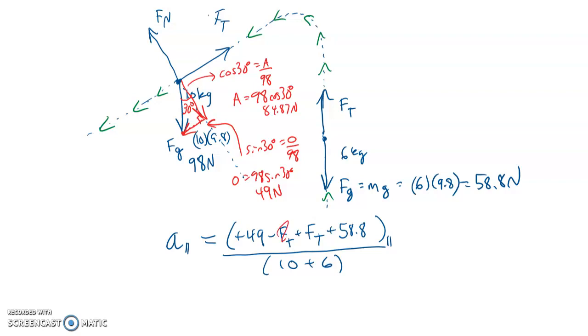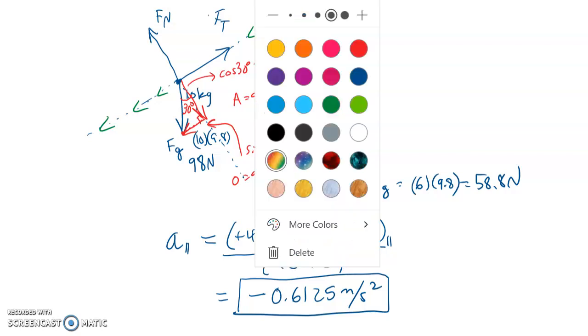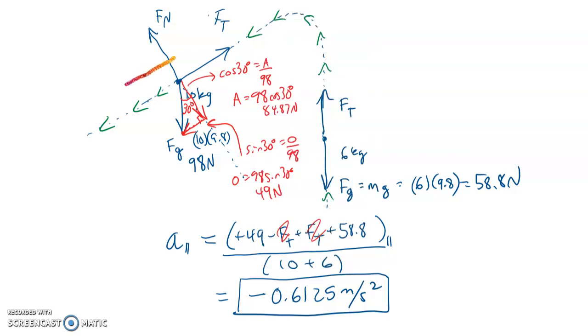As I said, the tensions are going to cancel out. And so with relatively simple algebra, we get an acceleration of negative 0.6125 meters per second squared. So let's just think a moment what that negative means. It means our acceleration is in what we are calling the negative direction, which surprisingly is up the incline. The negative direction is up the incline.